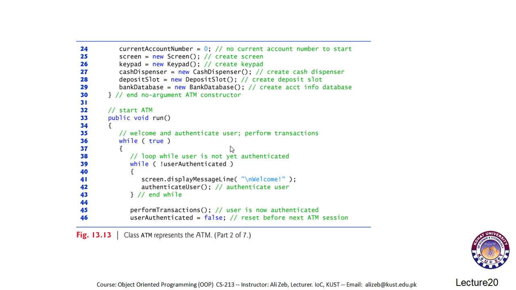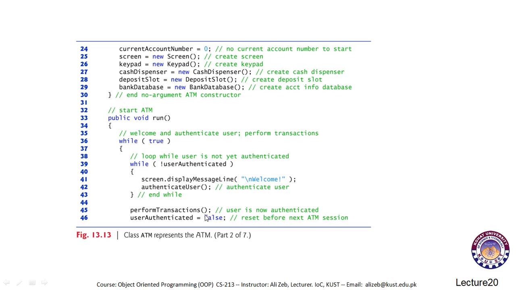The run method has been declared, and we will call this method from our main method to start our ATM machine. Specifically, this method displays a welcome message on the screen, and it checks if the user is authenticated. It calls an authenticate user method that has been declared elsewhere. Once the user is authenticated, we will perform transactions. This is another method that has been declared elsewhere.